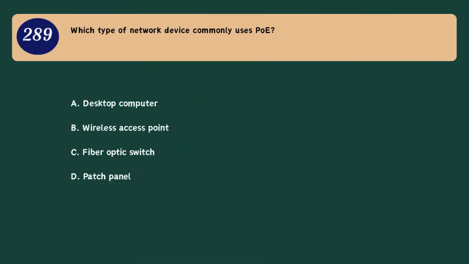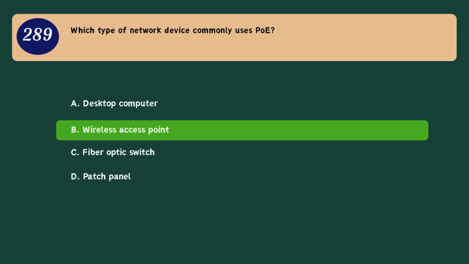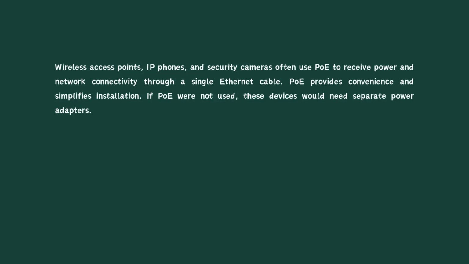Question 289. Which type of network device commonly uses PoE? A. Desktop computer. B. Wireless access point. C. Fiber optic switch. D. Patch panel. Correct answer. B. Wireless access point.